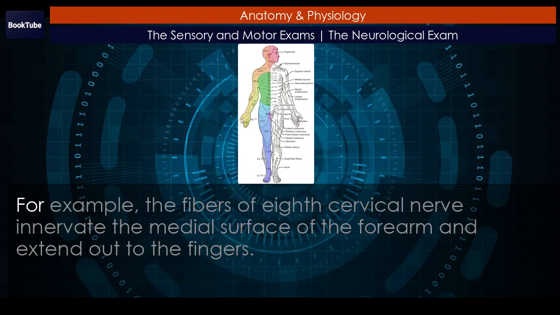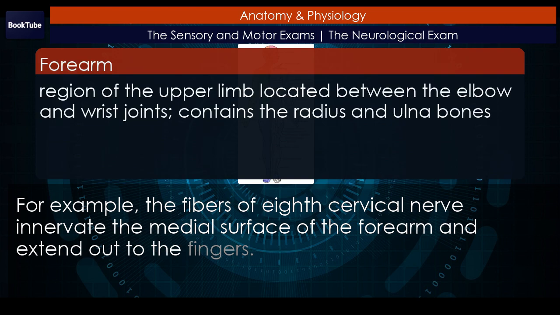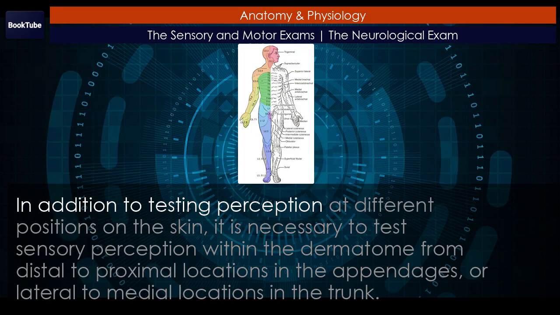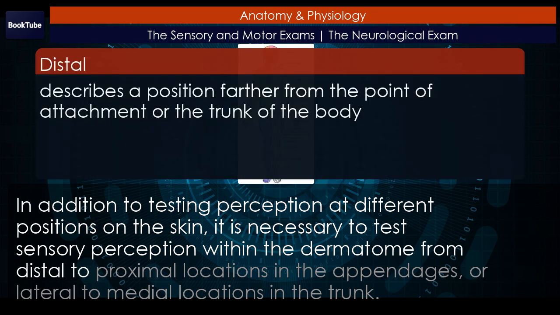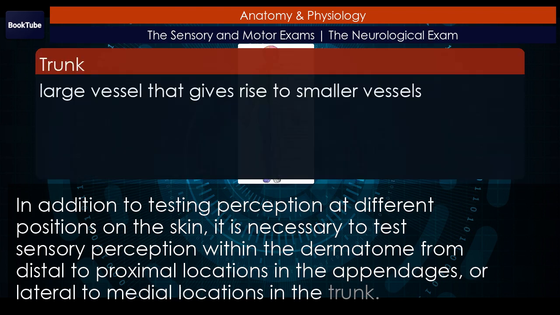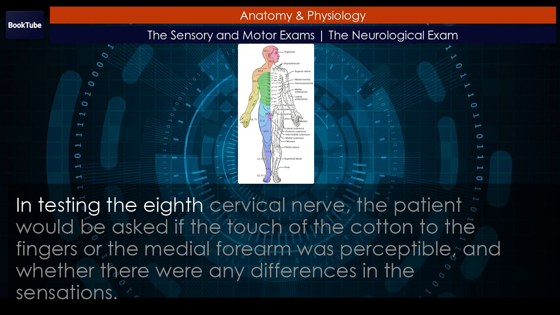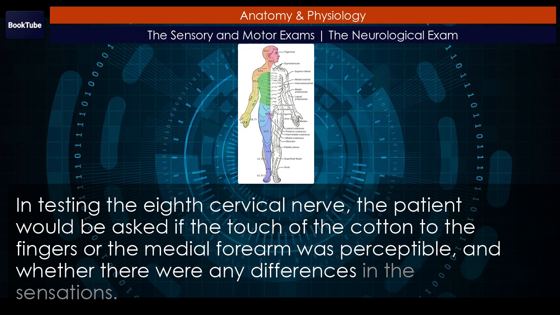Figure 2. For example, the fibers of 8th cervical nerve innervate the medial surface of the forearm and extend out to the fingers. In addition to testing perception at different positions on the skin, it is necessary to test sensory perception within the dermatome from distal to proximal locations in the appendages, or lateral to medial locations in the trunk. In testing the 8th cervical nerve, the patient would be asked if the touch of the cotton to the fingers or the medial forearm was perceptible, and whether there were any differences in the sensations.